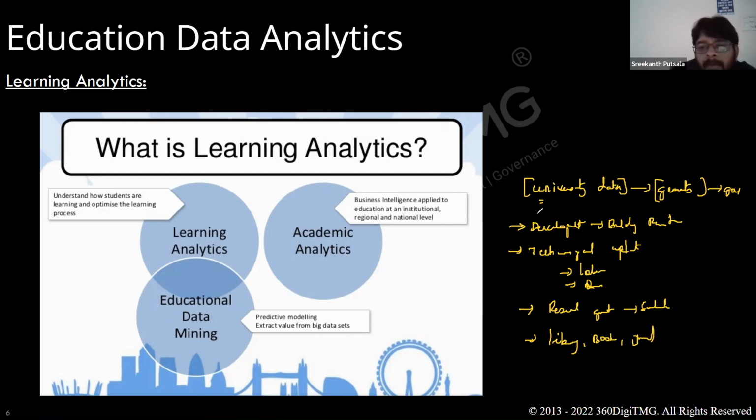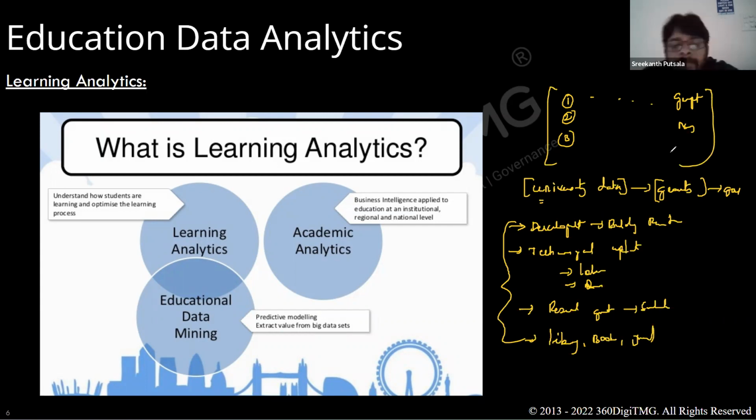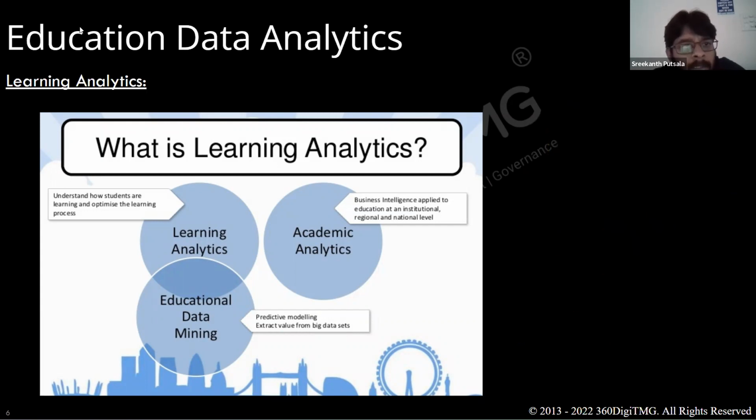So what we are going to do is collect the previous data here. Using this data, we are going to predict. Maybe we have university 1, university 2, university 3, and all these details, and whether the grant was successful or not. Using this data, I am going to apply predictive analytics. These are different applications that we can see when it comes to educational data analytics.